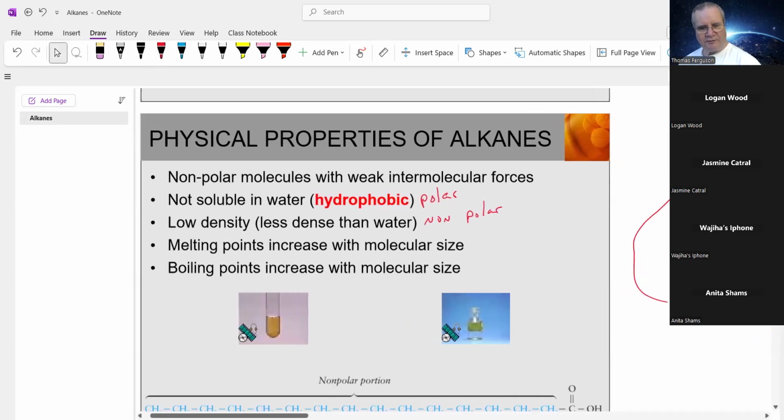So hydrophobic means water hating. Hydrophilic loves water, so it's very polar. Hydrophobic is nonpolar, hates water. Usually alkanes are less dense than water, meaning their density is less than water, i.e. they float. That's why grease floats.